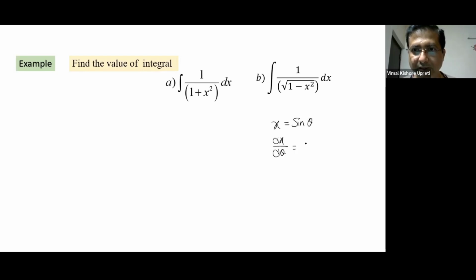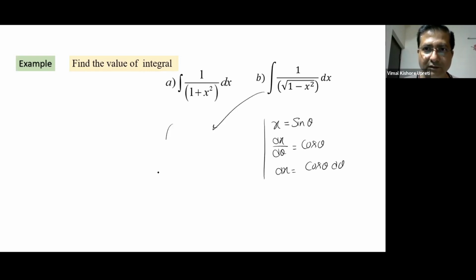dx by d theta is cos theta, so dx is equal to cos theta d theta. Now let's substitute all these values. Integration of 1 upon under root 1 minus sine square theta, and in place of dx, I'll write cos theta d theta.